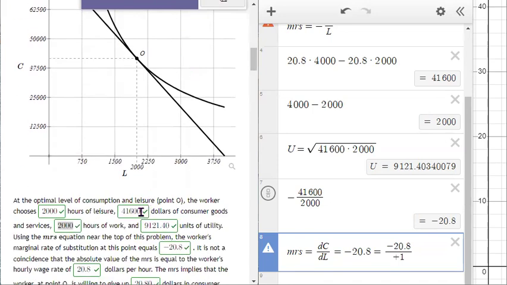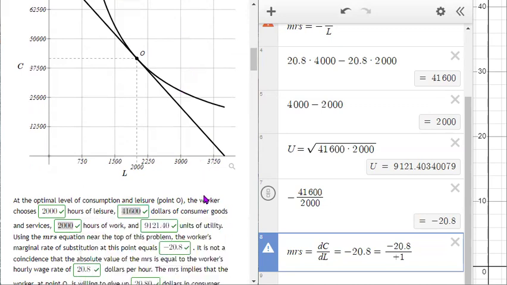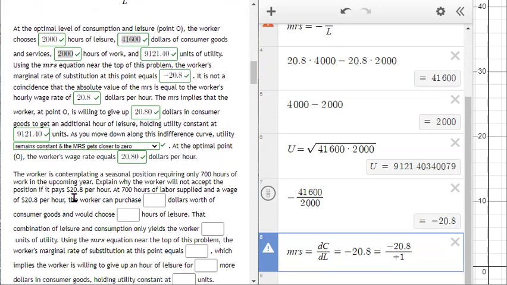and earning $41,600. So now we're going to model what an employer at a ski lodge would do, where the work is seasonal. The worker is contemplating a seasonal position requiring only 700 hours. Now, your hours might be different than mine, but keep that in mind, mine is 700. Explain why the worker will not accept the position if it pays $20.80 per hour.